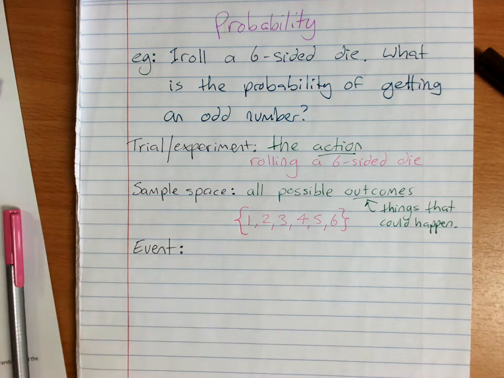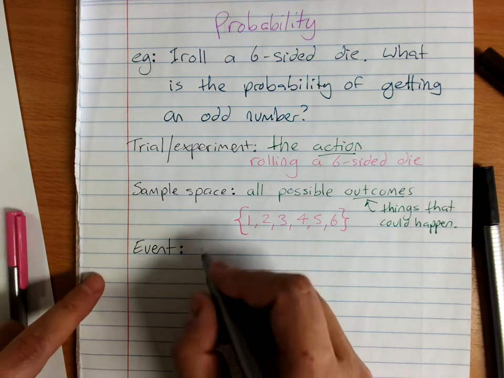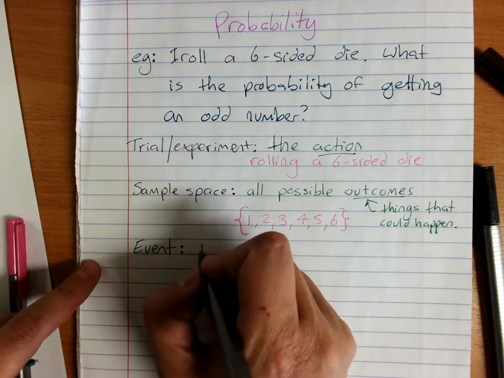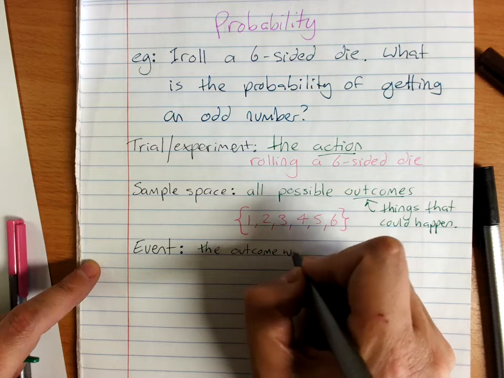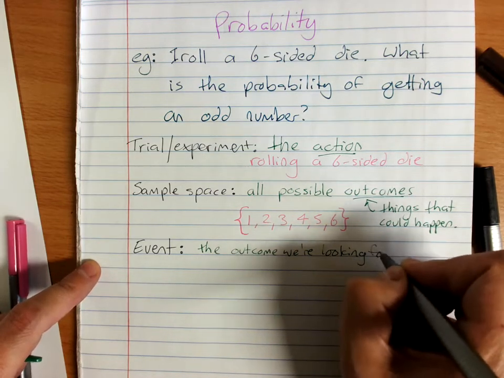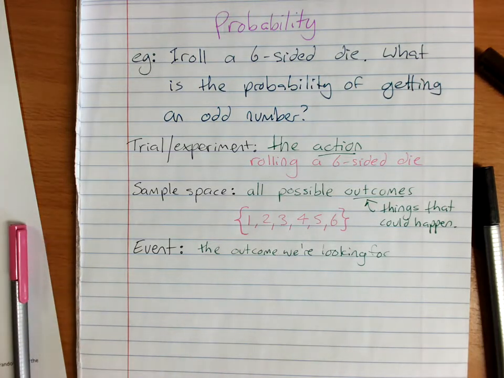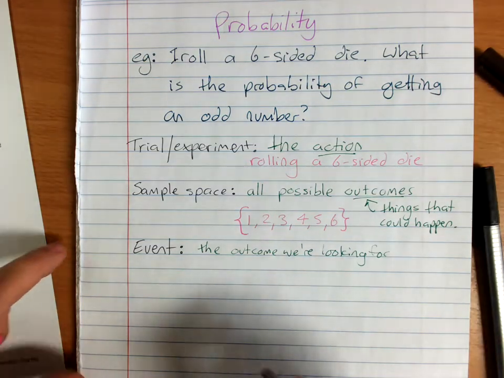And we get this from the question, and it's the outcome we're looking for. So in this question, I roll a 6-sided die. What is the probability of getting an odd number? What is the event? The odd number. The number you get. All these people said getting an odd number.